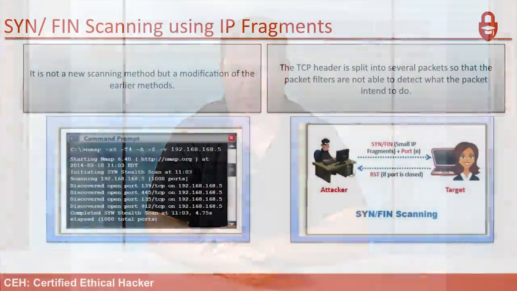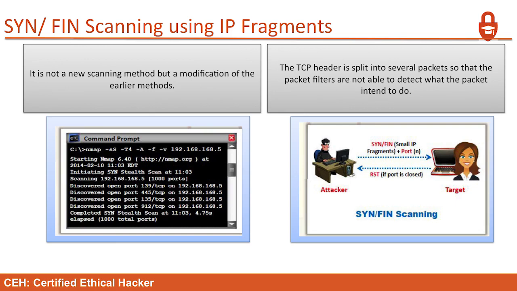So now we're going to talk about SYN and FIN, which are two of the TCP flags that you set in packets, and we're going to discuss scanning using them in IP fragments. So it's not a new scanning method, but a modification of the earlier methods. The TCP header is split into several packets so that the packet filters are not able to detect what the packets intend to do. But we talked about the newer security stuff, we'll reassemble it and then it's not an issue, right? So the newer gear, it's not an issue. The older stuff, it may still be.